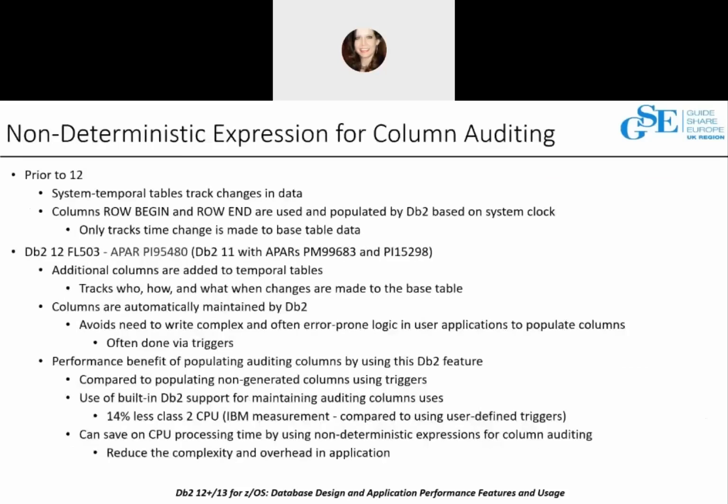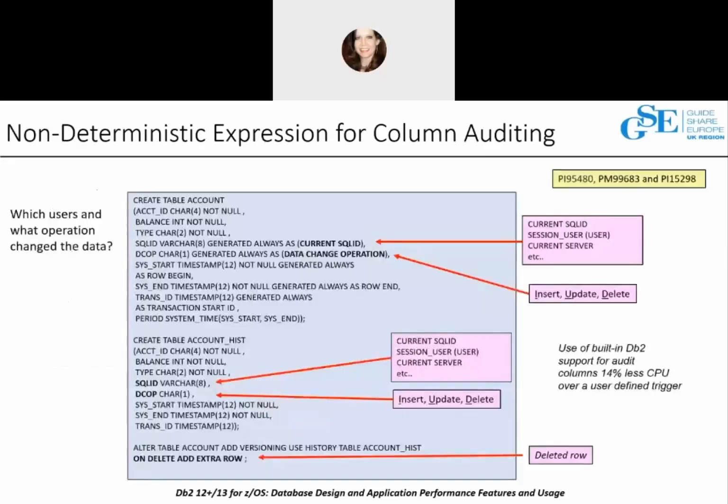Non-deterministic column expressions for auditing. This is a really cool feature that came out in Db2 12 in 503, and it allows us to support column auditing against our data in our table. And it tells us more than what temporal begin and end of our change tells us, because it's going to tell us who, how, and what type of change was made. And it's better to show an example here.